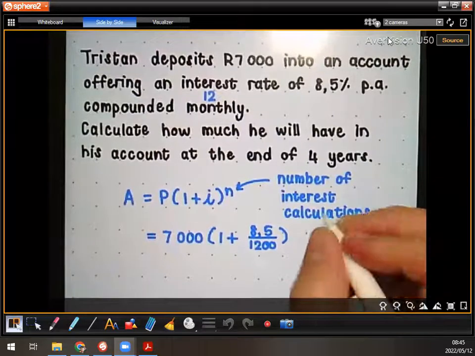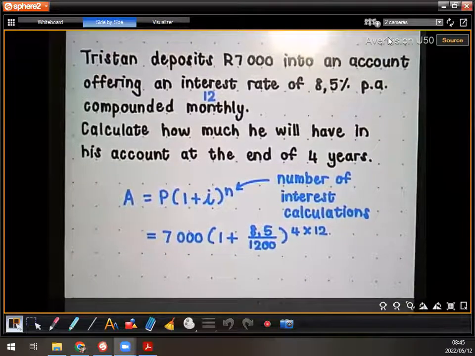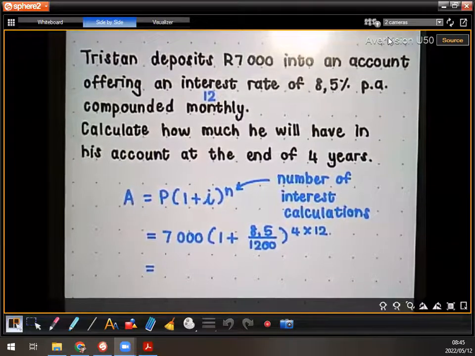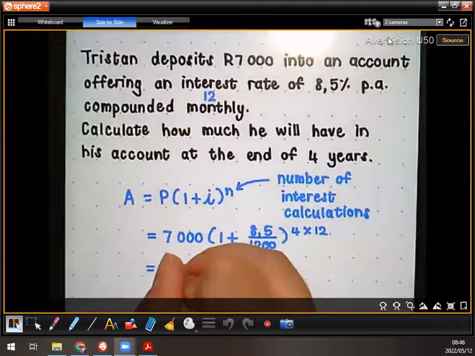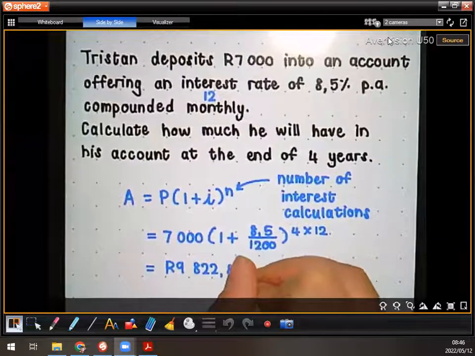So guys, you don't have to work out what 4 times 12 is. You can, obviously, if you want to, but you can say number of years is 4, and then there are 12 months in each year. So you can just write 4 times 12 if you want to as well, or 48, that's perfect. And then you're going to type this into the calculator. 7,000 bracket 1 plus 8.5 over 1200 to the power of 4 times 12. I am getting, yes, 9822.85.